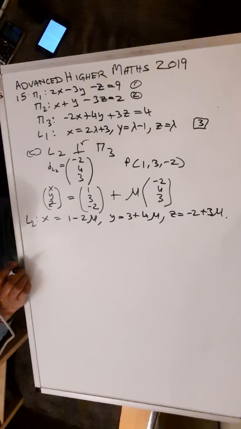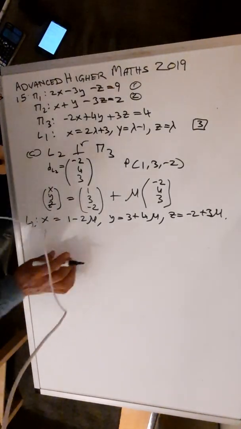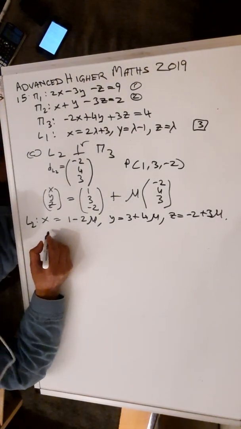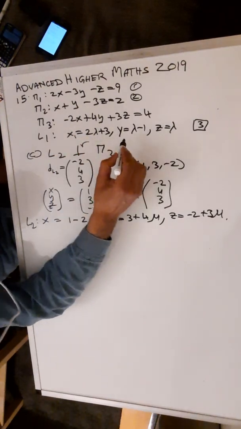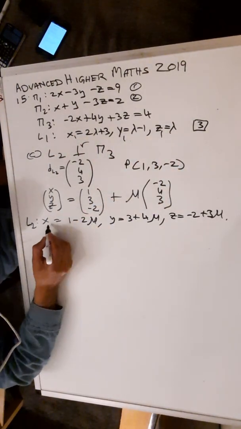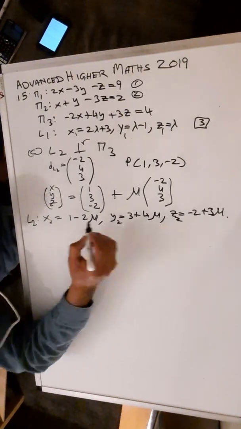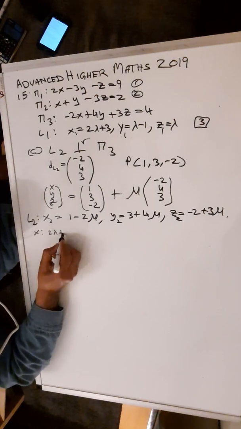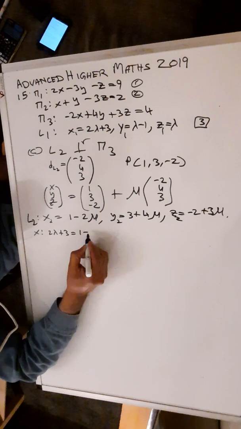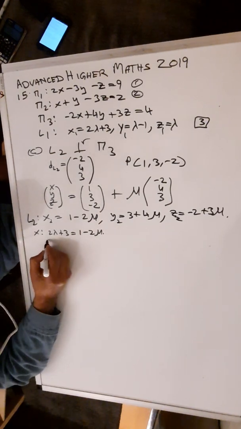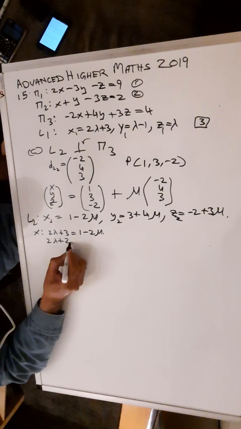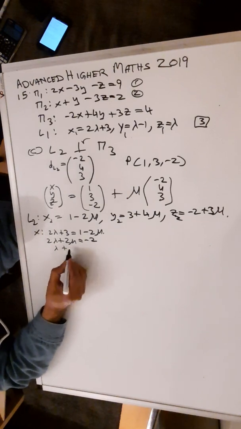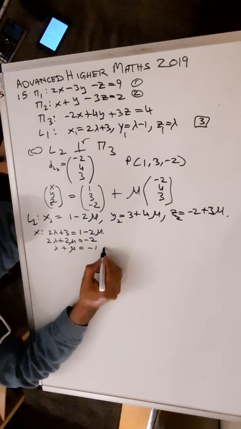To find whether they intersect or not, you need to equate the x, y, and z coordinates. We'll call this x1, y1, z1, and this will be x2, y2, z2. So you're going to equate these. Your x coordinates: 2 lambda plus 3 is equal to 1 minus 2 mu. Bring everything to this side, so 2 lambda plus 2 mu is equal to minus 2. You can halve this: lambda plus mu is equal to minus 1. So that could be one equation.